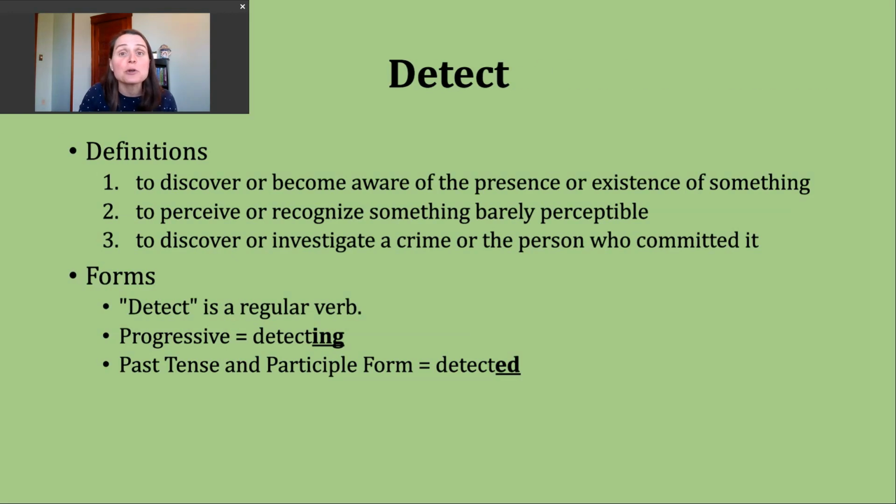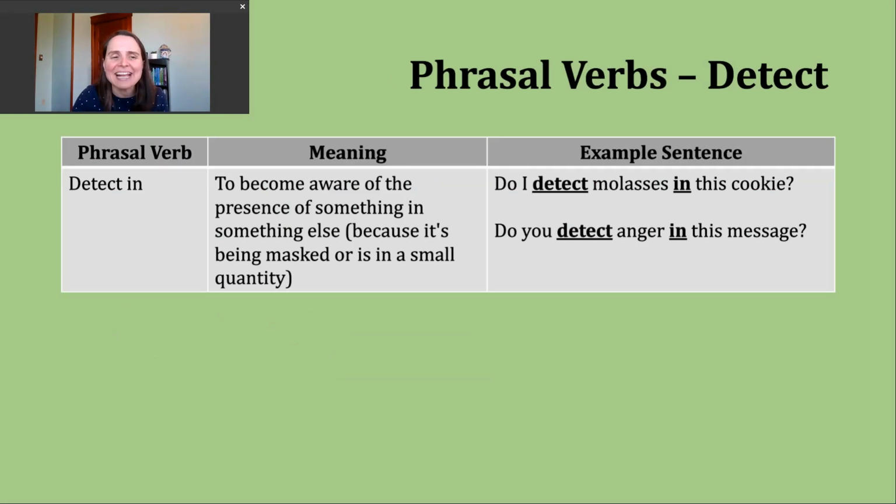Okay. Now, there's one phrasal verb that you might encounter, and that's to detect something in something else. So, what you're going to notice with this phrasal verb is that the verb and the particle are always separated. And you can see that this phrasal verb has a very similar meaning to one we've already discussed. So, becoming aware of the presence of something. Right? And it might be that we're becoming aware because we tried to mask or hide something. Or perhaps there's just a very small amount or a small quantity of that thing.